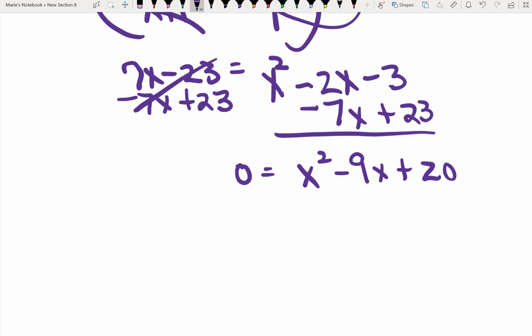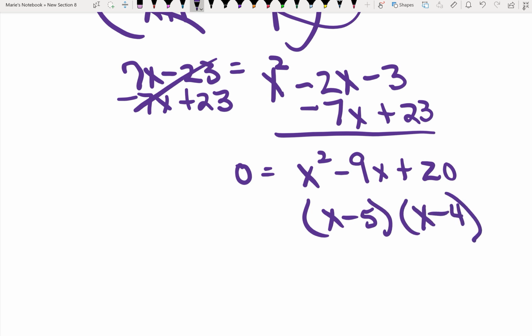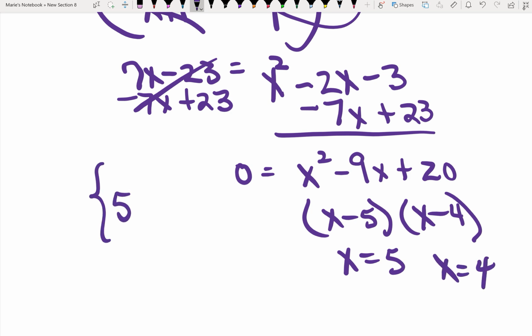Two numbers that will add up to give you negative 9 but multiply to give you 20 would be x minus 5, x minus 4. Your two solutions are x is 5, x is equal to 4, and guess what? Those are your two solutions. Once you substitute them, you can prove it. I should always put them in numerical order, so let's go with 4 comma 5. Okay.